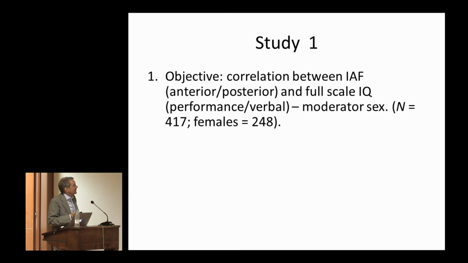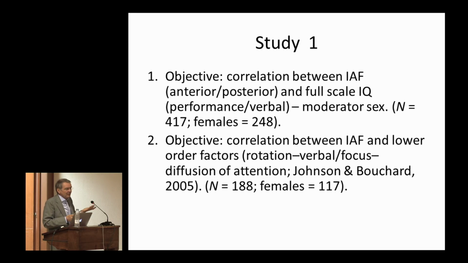Okay, this was our first analysis, so we did these variables and why we did them. And then in the second one, we used a different approach, because you see, even Neubauer and all the others were thinking that the reason why sometimes individual alpha is related and sometimes it is not related with IQ is maybe because of the tests we use. So because we didn't have the real opportunity to use different tests, we just used these Wechsler tests. So we used the Johnson-Bouchard division between rotation, verbal, and focus diffusion second order factors. And we correlated this in relation to male-female groups, this was the second objective. So in the first one, we didn't expect any differences. In the second one, we thought we could find maybe something.